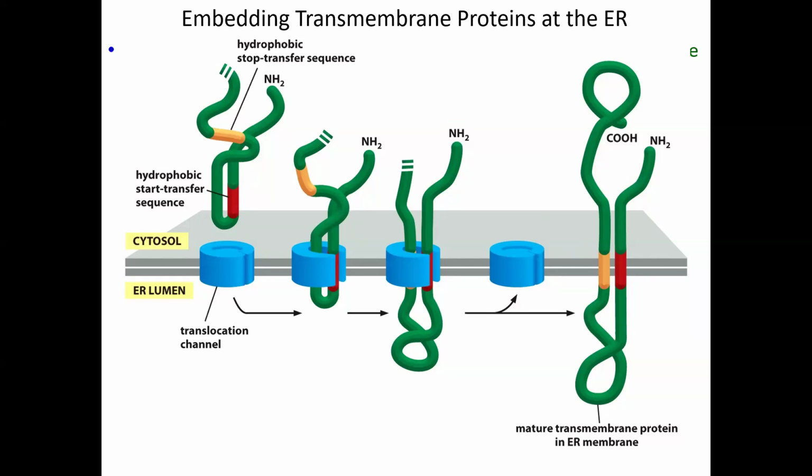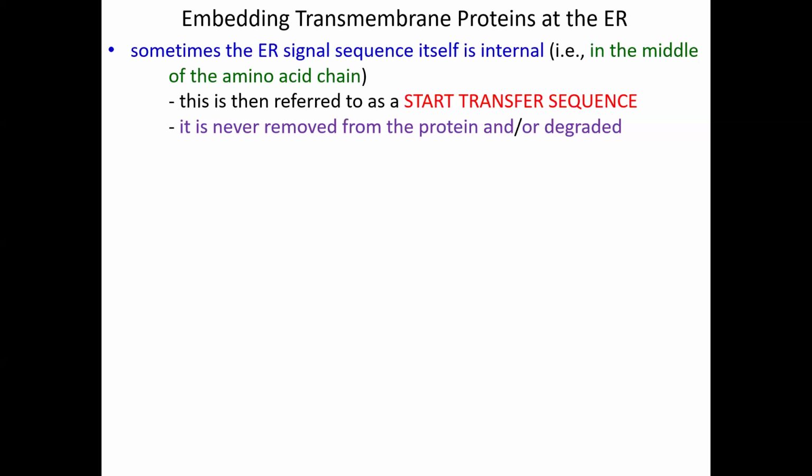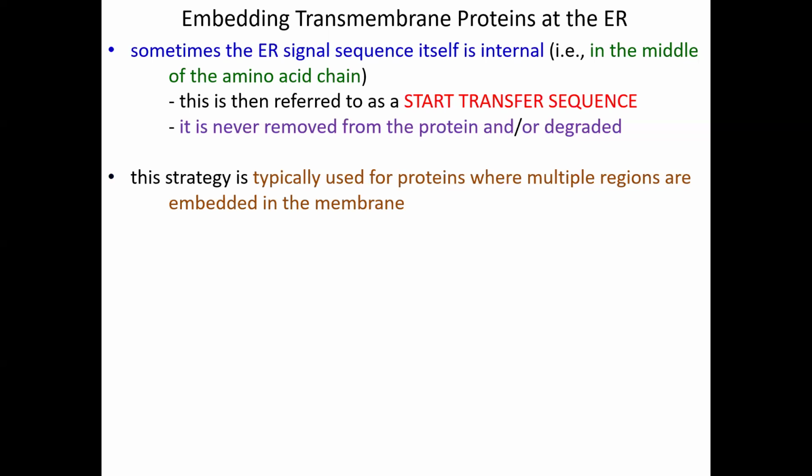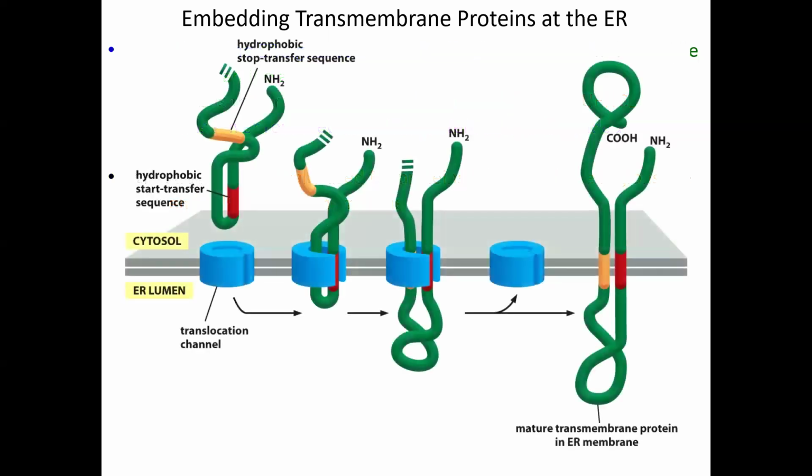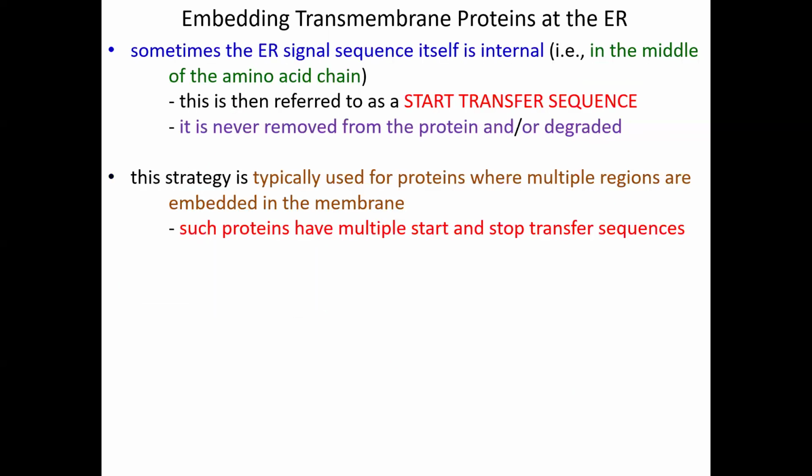And if we happen to translate a stop transfer sequence somewhere along the way, now we've got two transmembrane spans, right? We've got two hydrophobic regions that are embedded in the membrane. So these proteins with start and stop transfer sequences are two-pass proteins. They've got two transmembrane domains. This strategy is typically used for proteins where you need multiple regions embedded in the membrane and highly complex domains on either face of the membrane.